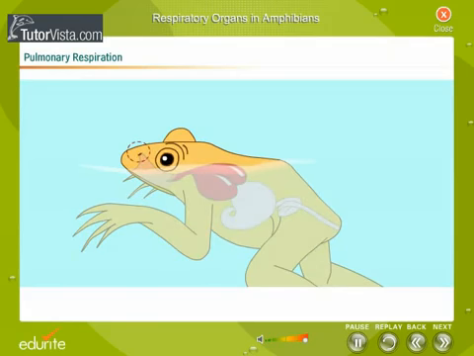Next, the nostrils are closed and the passage between the mouth cavity and lungs is opened. The floor of the buccal cavity is raised and air is forced into the lungs. Exchange of gases takes place in the lungs as well as the lining of the buccal cavity. Oxygen diffuses in and carbon dioxide diffuses out.